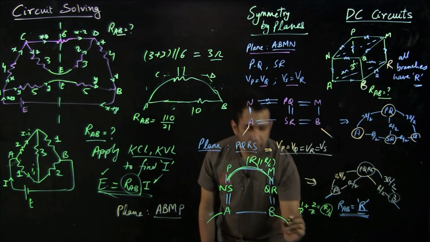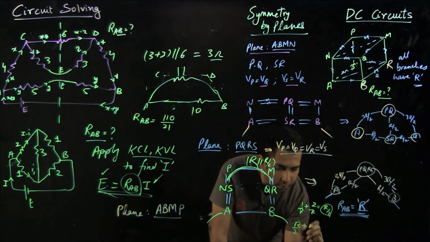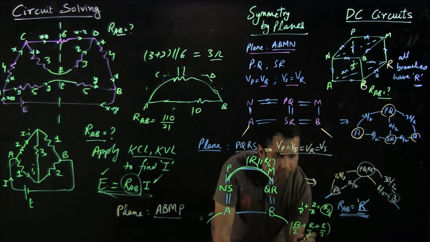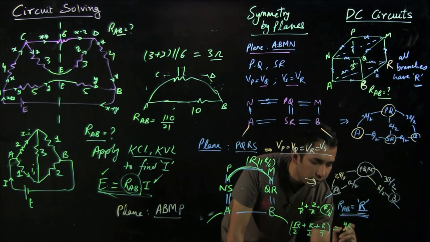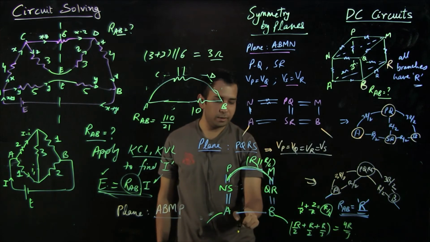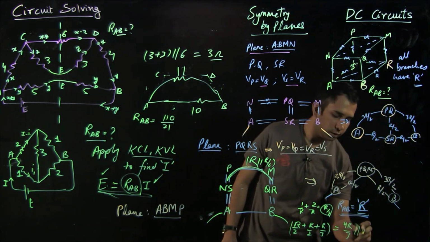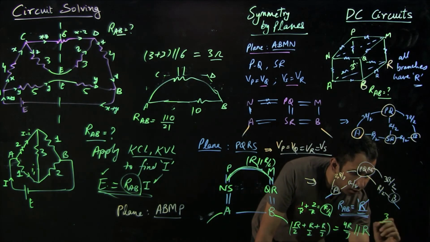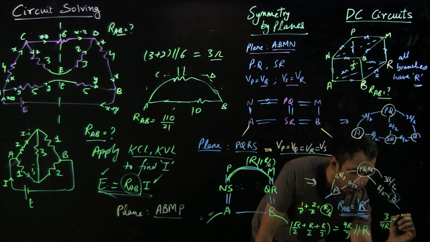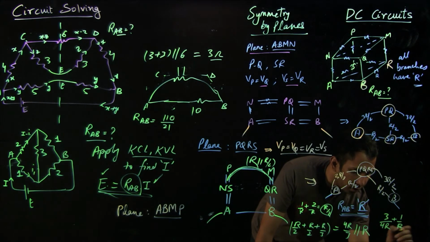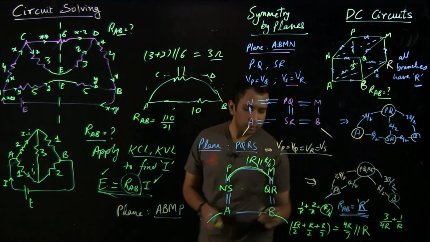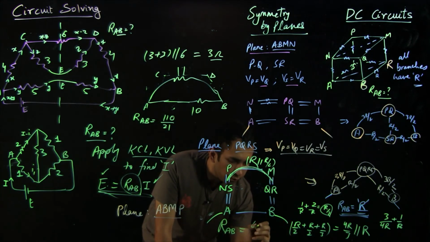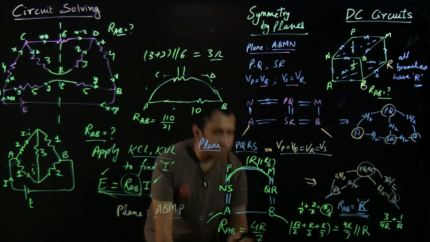So R by 2 plus R by 2 plus R by 3 is 4R by 3, and now this 4R by 3 is in parallel with R. So 3 by 4R plus 1 by R. So overall the net equivalent resistance across AB in this case comes out to be 4R by 7.